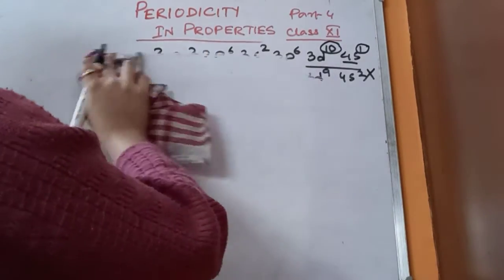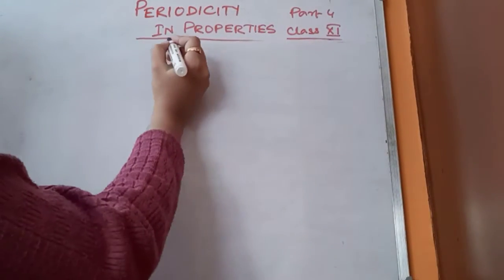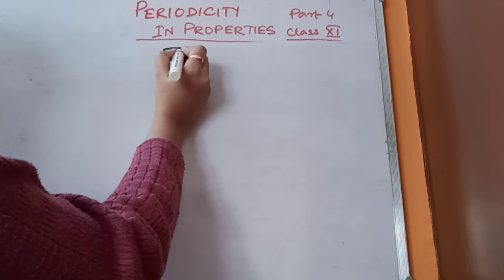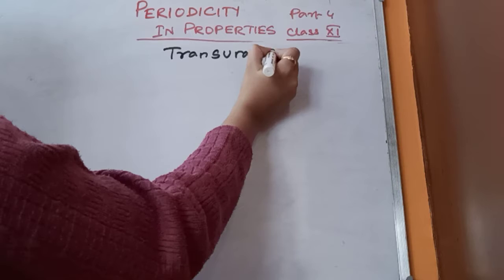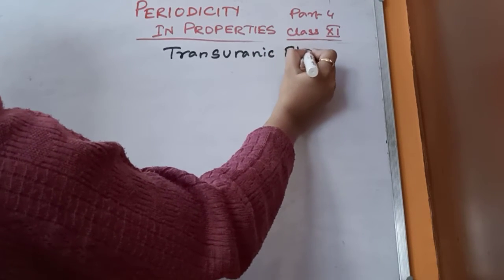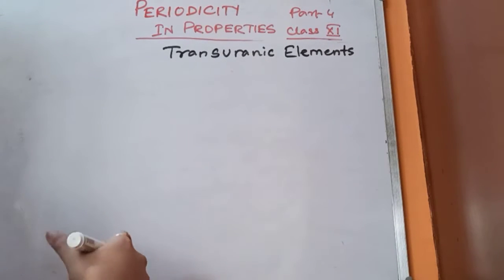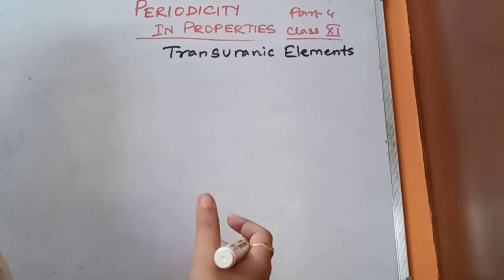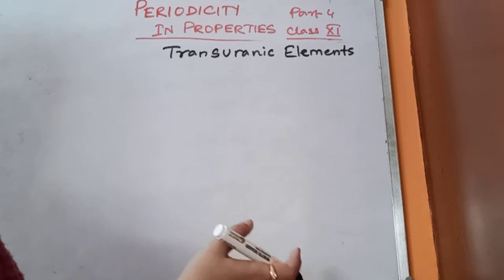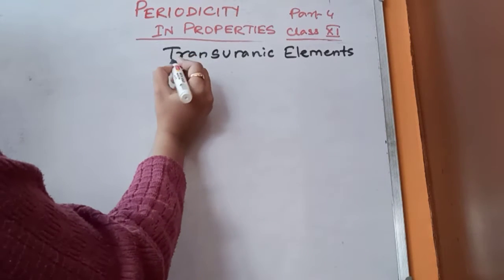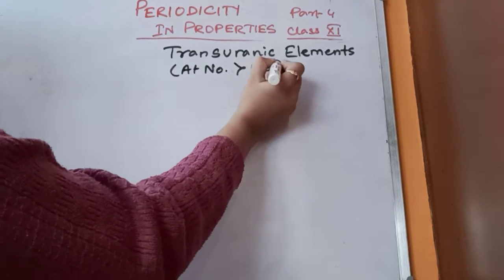After this I will show how the transuranic elements, the elements after uranium in the periodic table, are known as transuranic elements. Here I will show you how IUPAC has given the nomenclature of the transuranic elements having atomic number greater than 100.